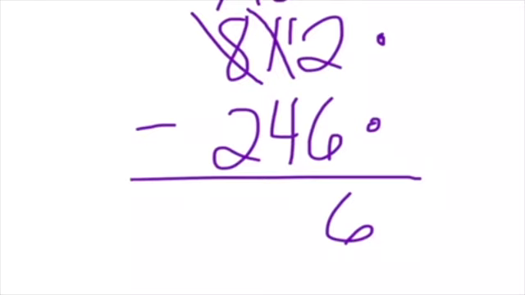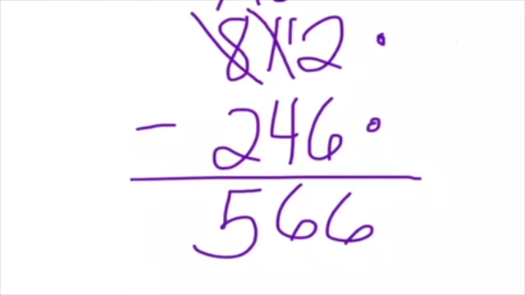So is there more on top or more on the floor? There is more on top, so there's no need to stop. 10 minus 4 is 6. And 7 minus 2 is 5. So you should have gotten 566.